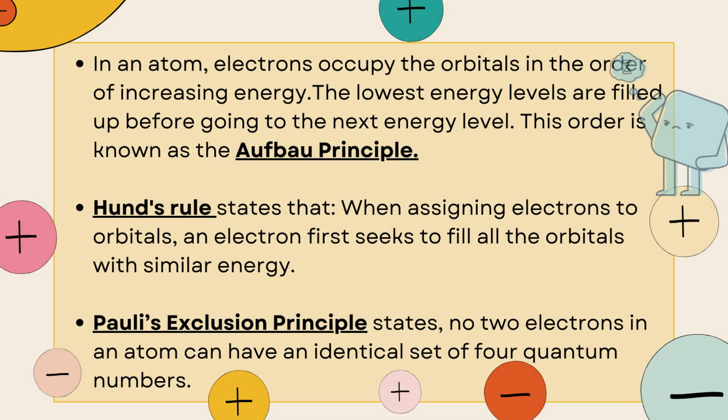In an atom, electrons occupy the orbitals in the order of increasing energy. The lowest energy levels are filled up before going to the next energy level. This order is known as the Aufbau principle. Hund's rule states that, when assigning electrons to orbitals, an electron first seeks to fill all the orbitals with similar energy. Pauli's exclusion principle states, no 2 electrons in an atom can have an identical set of 4 quantum numbers.